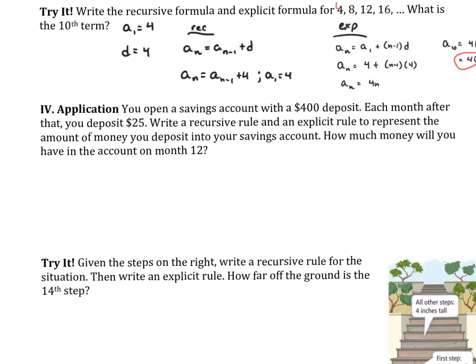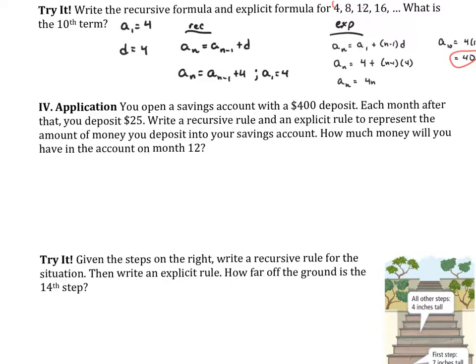Last thing we want to do is look at an application. You open a savings account with a $400 deposit, and each month after that, you deposit $25. Write a recursive rule and an explicit rule to represent the amount of money you deposited in your savings account. How much money will you save in the account on month 12?